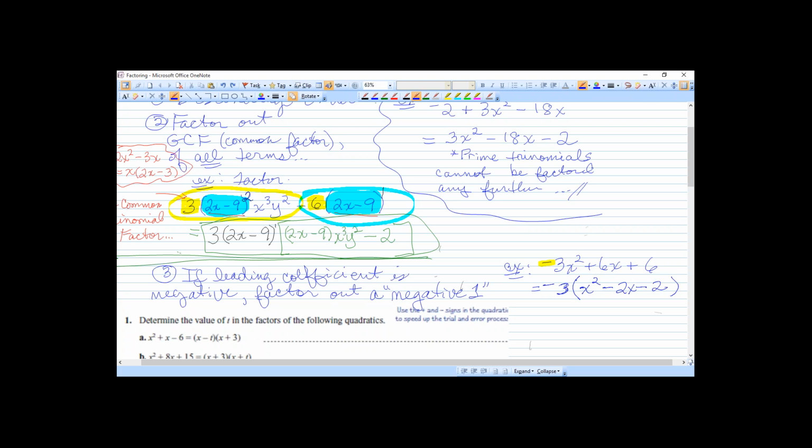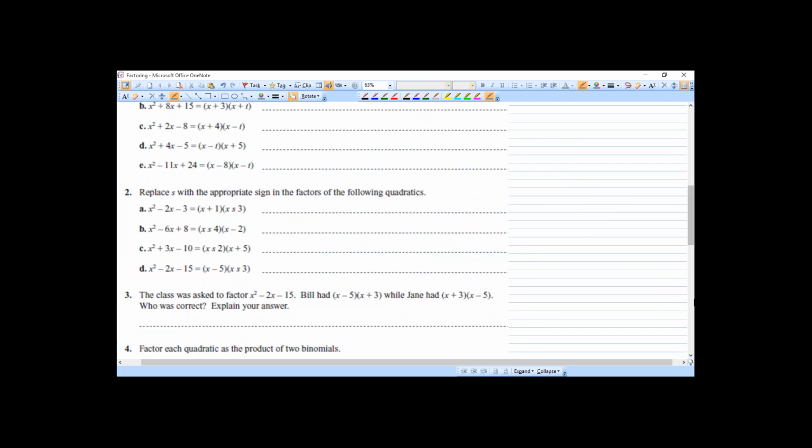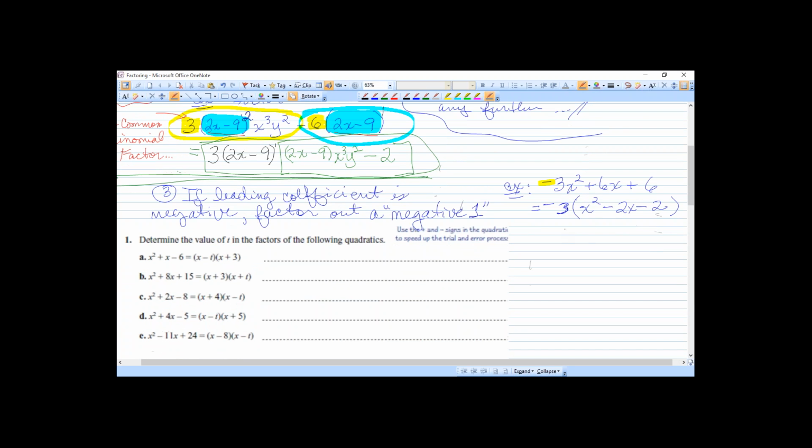How do I check my factorizations? I go ahead and redistribute. Distribute these things back in. Whatever you factor out, distribute it back in to check it. FYI, okay? Back up. So to check your factorization, just remultiply.